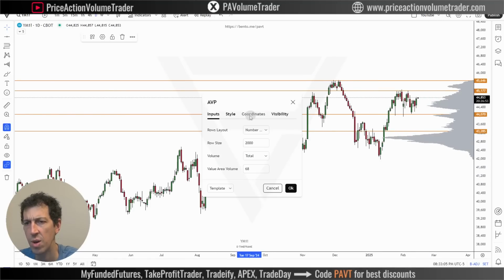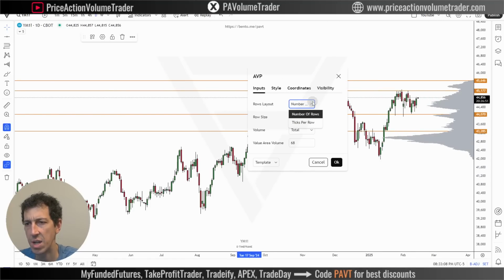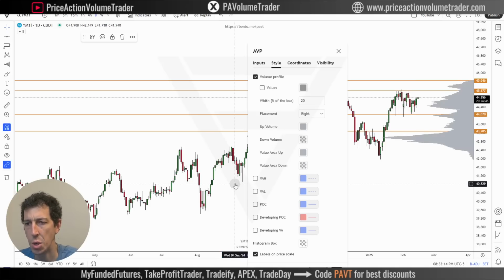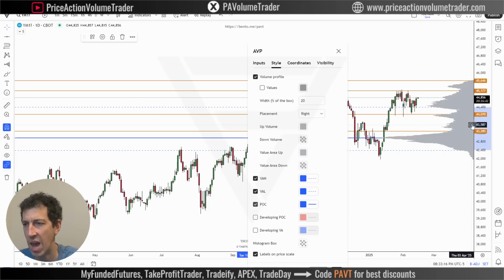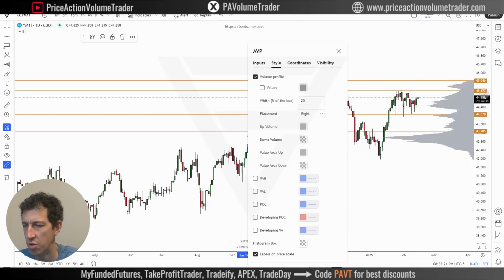This profile, I have it as number of rows, 2,000, total volumes, 68% value area. You can mark off the value area high-low point of control if you want, but generally for my longer term levels, all I care about is to look at the high volume nodes and low volume nodes. Because intraday, I will be looking at the value areas point of control for my sessions, but for the longer term, I don't generally use that.